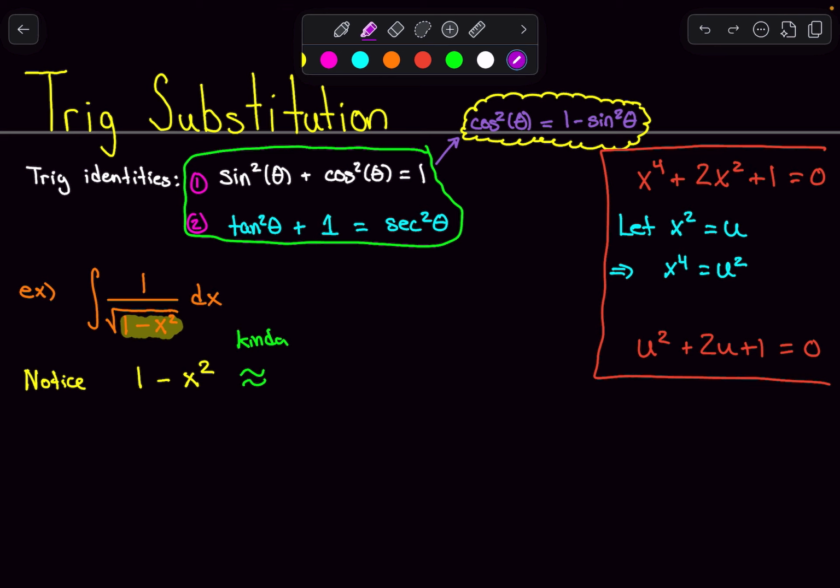It kind of looks like 1 minus sine squared of theta, okay? Now, you're going to have to put on your funny glasses to make this happen, but if you just buckle in for the ride really quick, hopefully it's not too big of a leap to say, okay, 1 minus x squared kind of looks like 1 minus sine squared of theta.